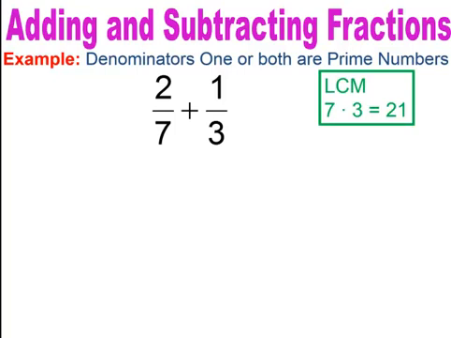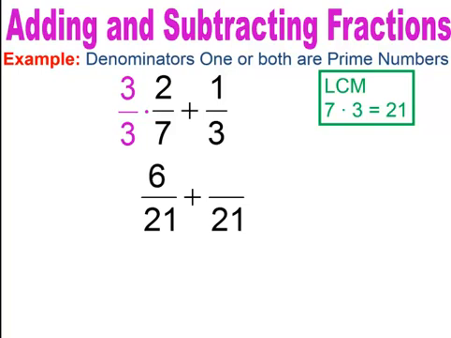So the least common multiple here for 7 and 3 would be 21. So my common denominator I want to have as 21. So that means I have to convert both fractions to get a common denominator of 21. So the first fraction, I need to multiply 7 by 3 to get 21. So whatever I'm multiplying the denominator by, I have to make sure I multiply the numerator by. So I end up getting 3 times 2, which is 6. So my converted fraction will be 6 over 21.